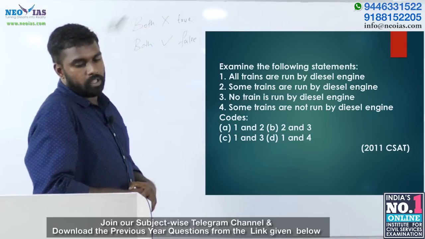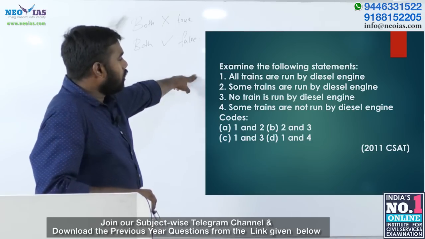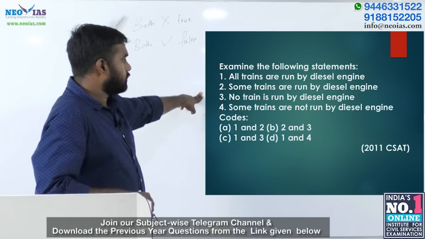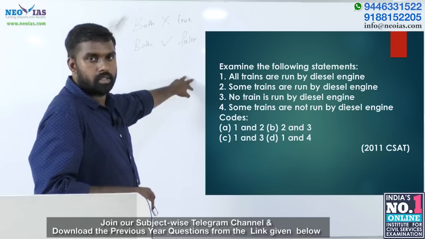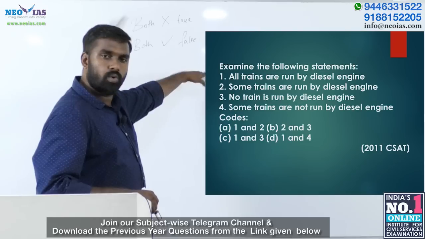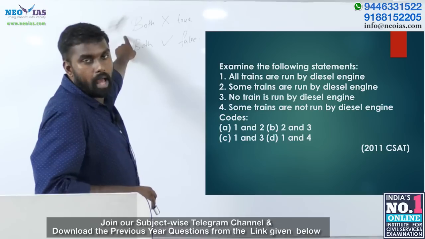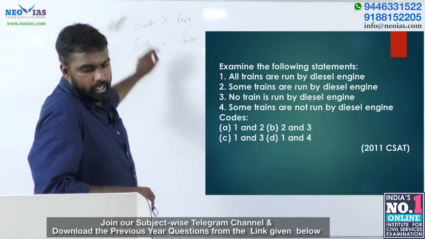Okay. So the first thing is option 1 and 2. What do 1 and 2 mean? All trains are run by diesel engine. Some trains are run by diesel engine. Both can be true, isn't it? If 1 is true, 2 is obviously true, right? So this should not happen. Both cannot be true. So option A is eliminated.